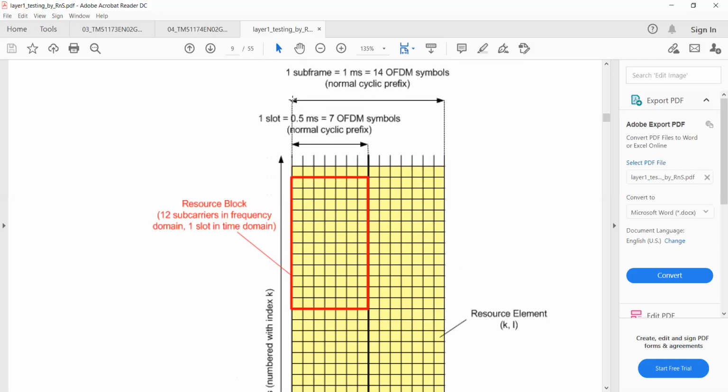So this is one subframe, and this is 2 time slots. One subframe is divided into 2 time slots. Each time slot has 7 OFDMA symbols. So its smallest unit in LTE, data can be transferred with one resource element.